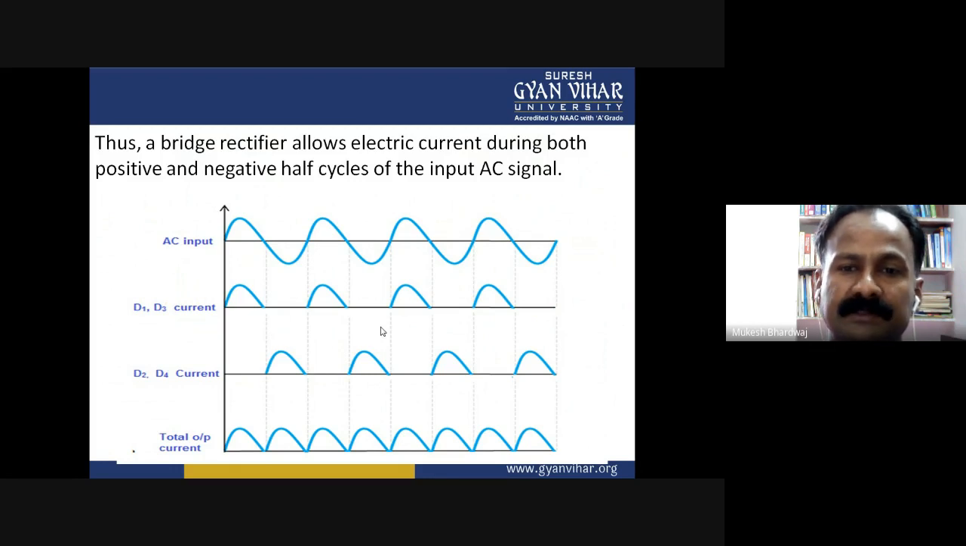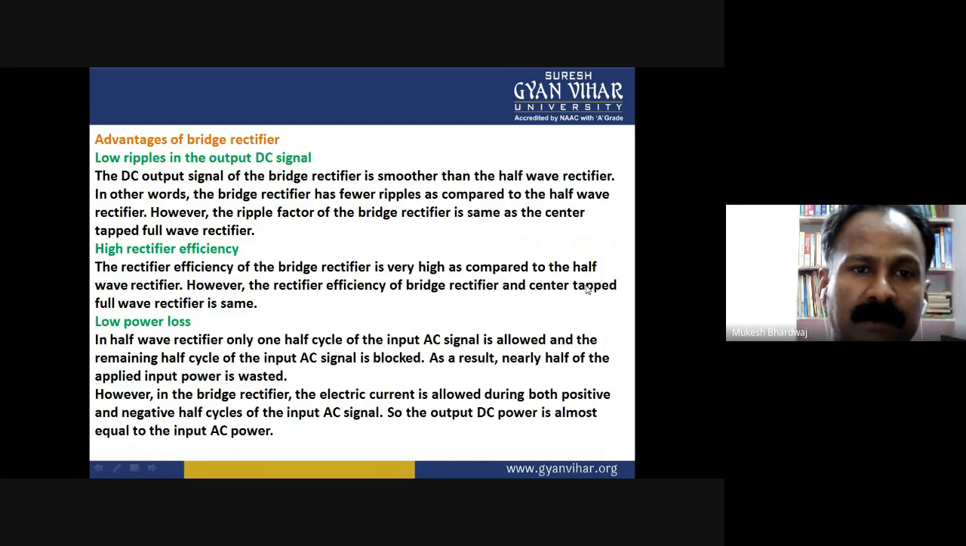As the AC input goes through the first half wave, D1 and D3 conduct and give the output as shown. For the next negative half cycle, D2 and D4 conduct, and these two outputs add up, and the total output current is shown in the last waveform. It is again fluctuating DC, not constant DC. Advantages of the bridge rectifier: low ripples in the output DC signal.